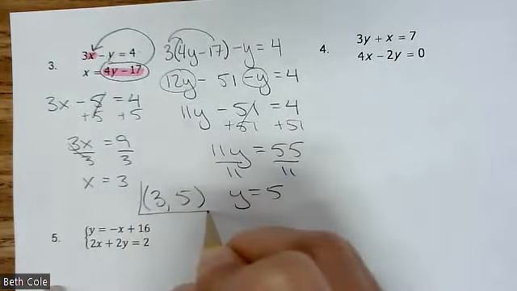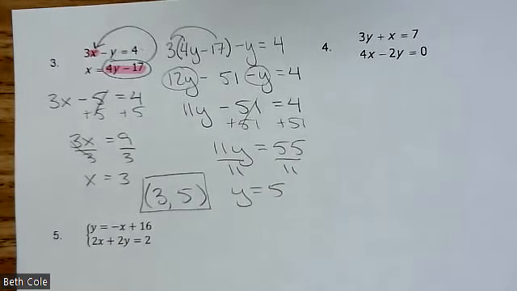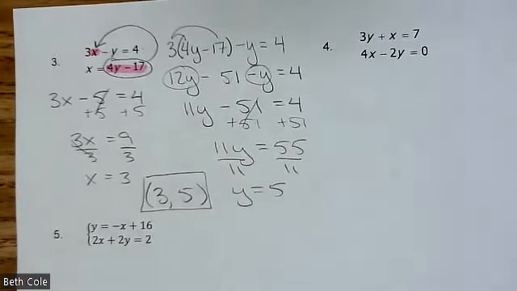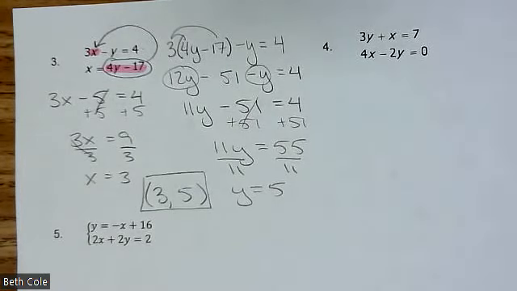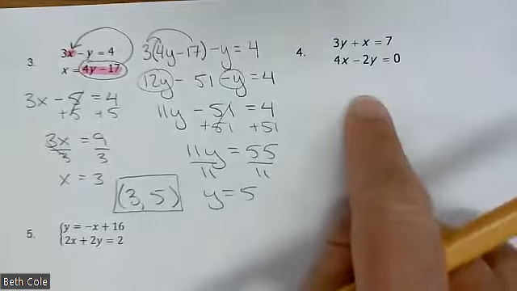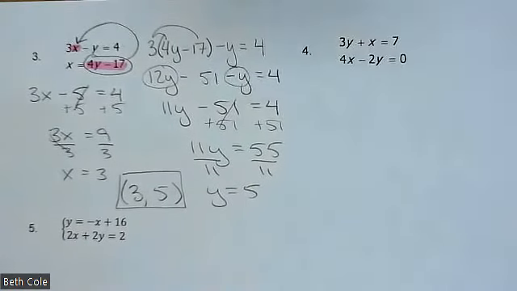3, 5. It's x, y. And again, if you graphed them, that's where they would collide. Intersect, though, is the official word. Look at number 4. Do you see one variable that is already by itself?